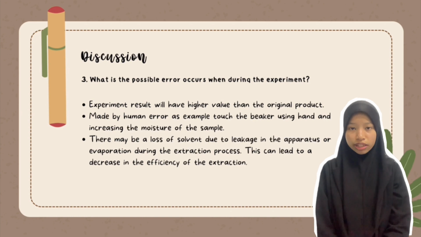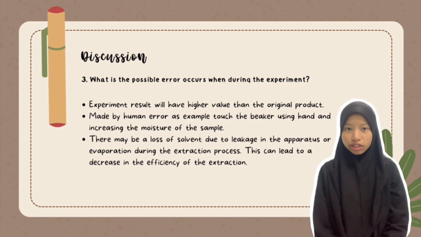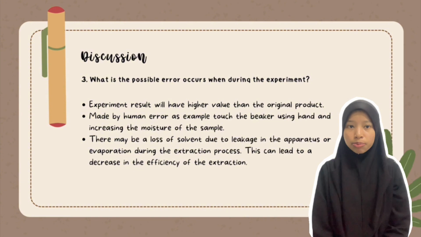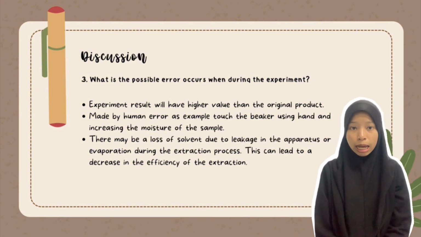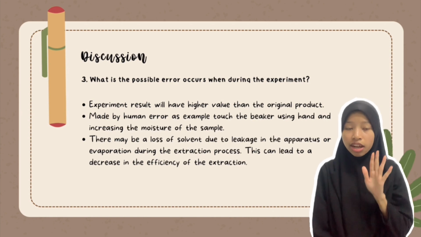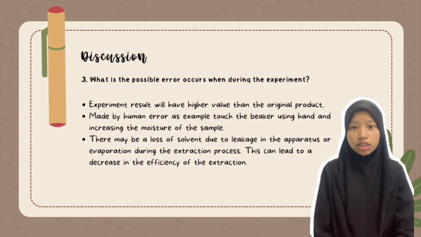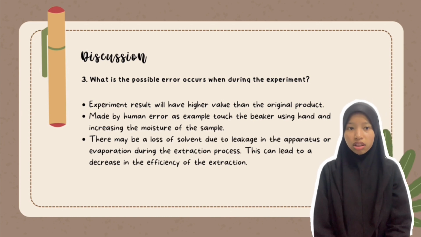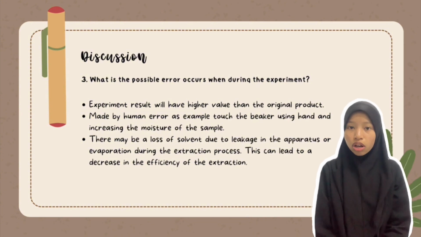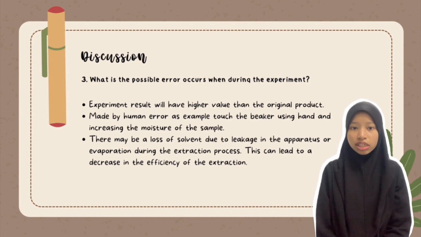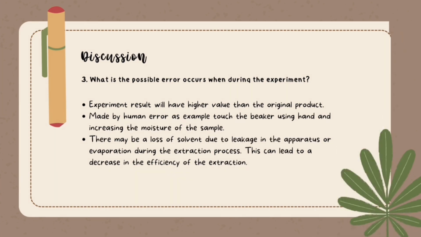Discussion 3. What are the possible errors that occur when doing the experiment? The experiment results have a higher value than the original product. Second, human error, for example touching the beaker using hand and increasing the moisture of the sample. There may be a loss of solvent due to leakage in the apparatus or evaporation during the extraction process. This can lead to a decrease in the efficiency of the extraction.